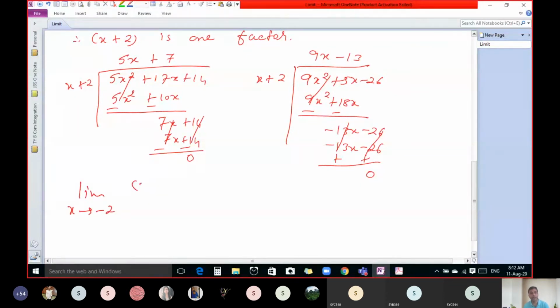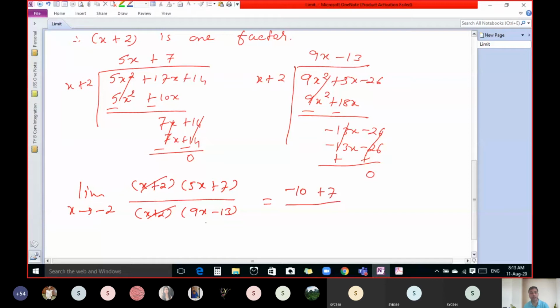One factor is x plus 2. Another factor is 5x plus 7. Now same thing in the denominator. One factor is x plus 2. Another factor is 9x minus 13. And once we know the factors, you can cancel this. And now you can put x equal to minus 2. So here we get 5 2s are 10, minus 10 plus 7.